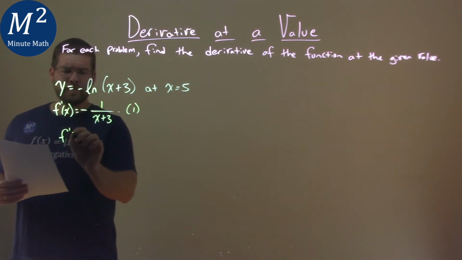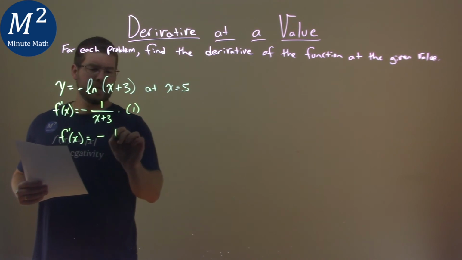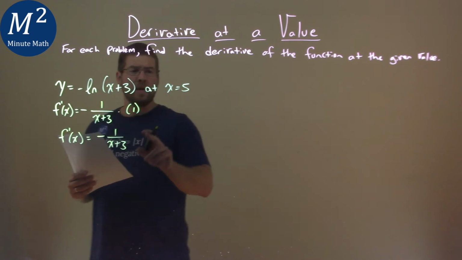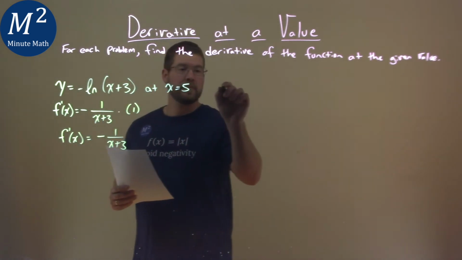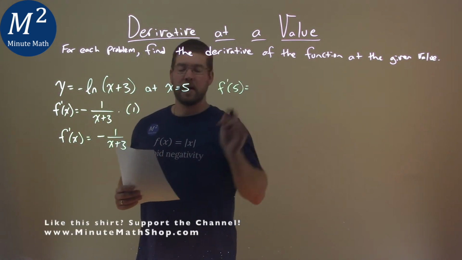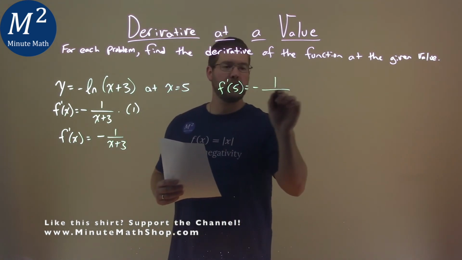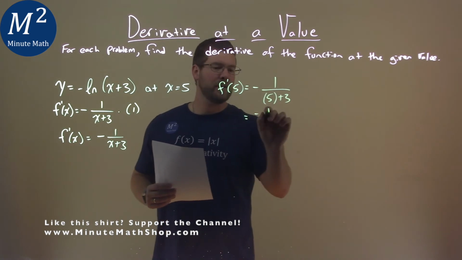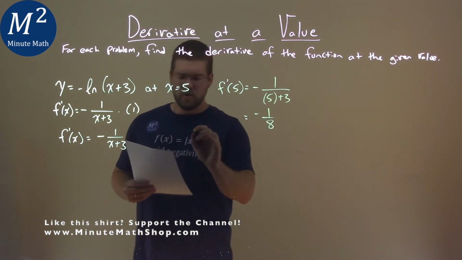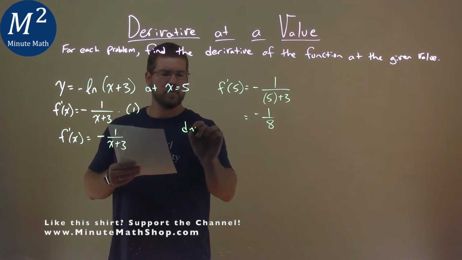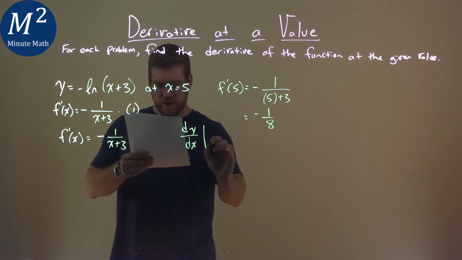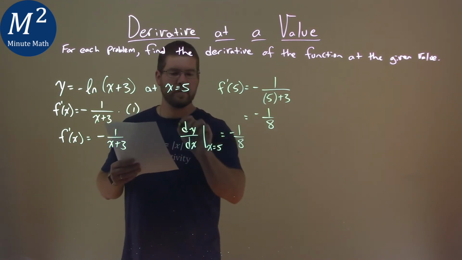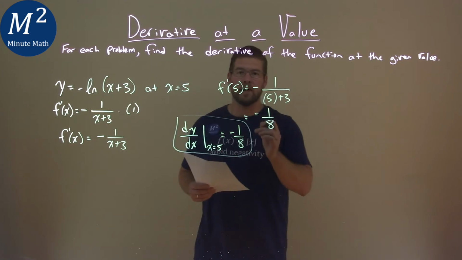Simplify this out a little bit. F prime of x is equal to just negative 1 over x plus 3. Don't need that inside there. Well, we have to find the derivative at x equals 5. So we find f prime of 5, and we plug 5 in for x. Pretty easy. Negative 1 over 5 plus 3, which is equal to negative 1 over 8. So we can write our final statement here to show it, dy dx, when x is equal to 5 is equal to negative 1 over 8. And that is our final answer.